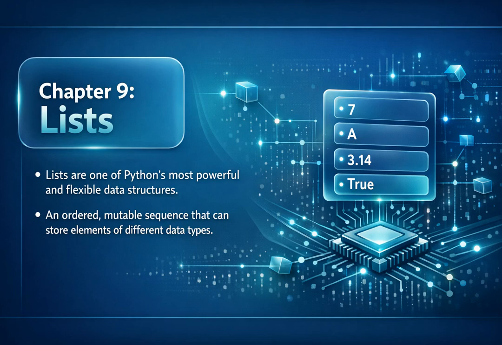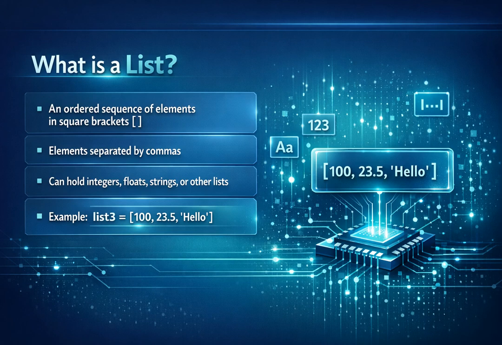Welcome to Chapter 9, Lists. Lists are one of the most important and widely used data structures in Python. They allow us to store a collection of items in a single variable, where each item can be of a different type. A list is an ordered sequence of elements enclosed in square brackets and separated by commas.